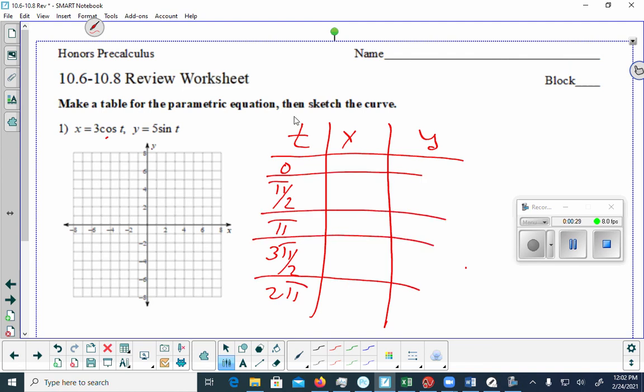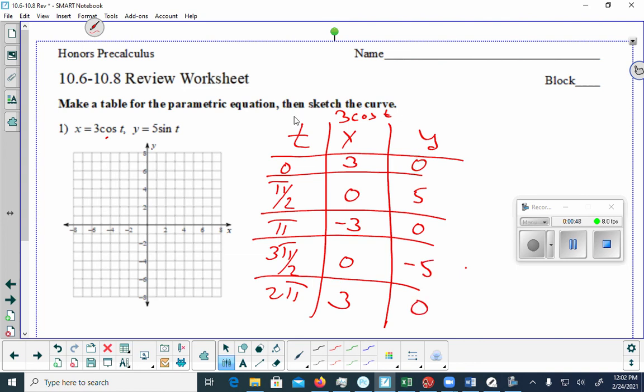For x, I'm doing 3 times the cosine of t. So the cosine of 0 is 1, so this will be 3, 0, negative 3, 0, and 3. The y is 5 times the sine of t, so this will be 0, 5, 0, negative 5, and 0.